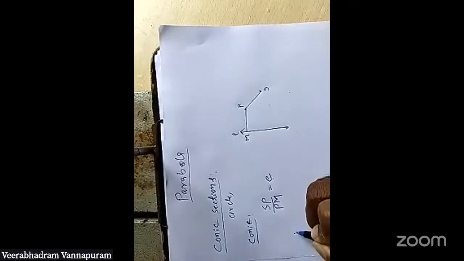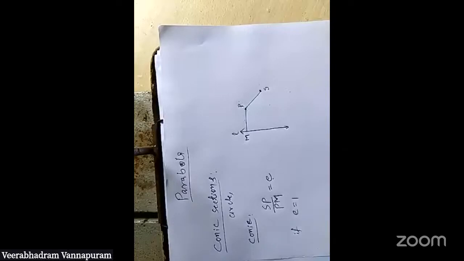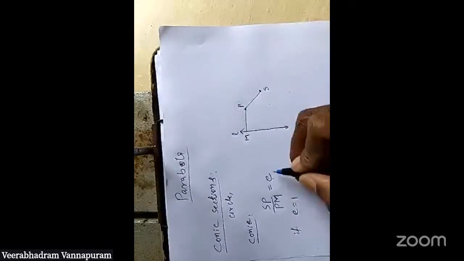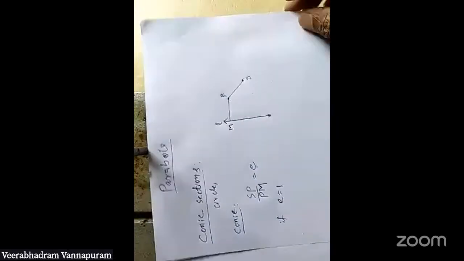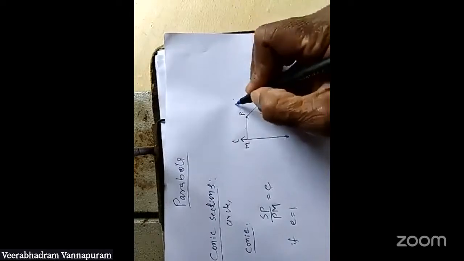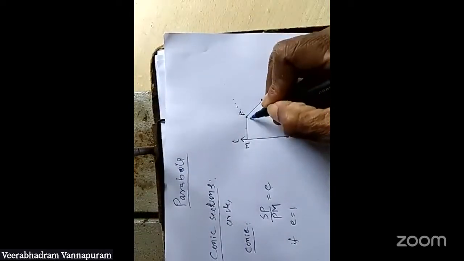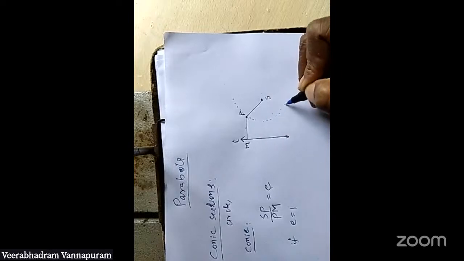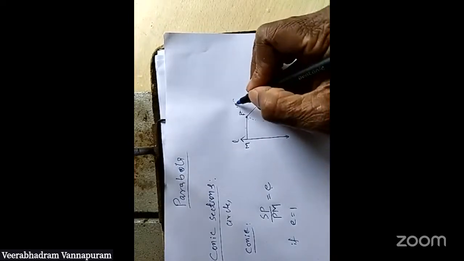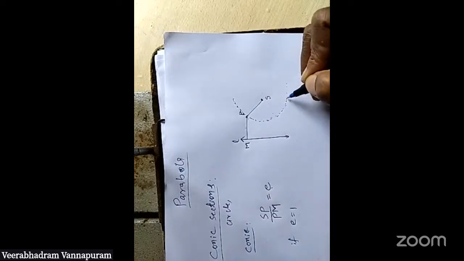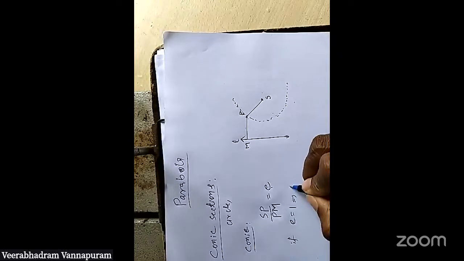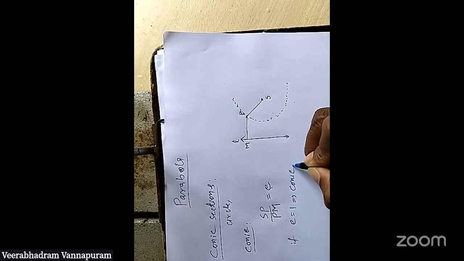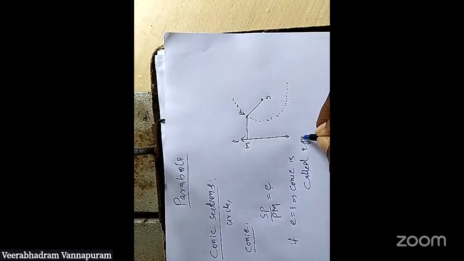If E equal to 1, if this constant ratio is 1, then the conic is called a parabola. So the locus of all these points is called a parabola when E equal to 1, the conic is called a parabola.